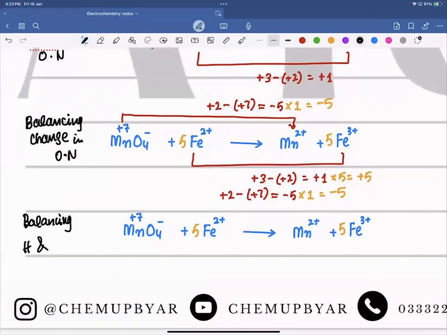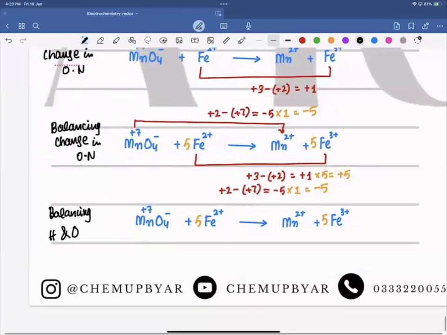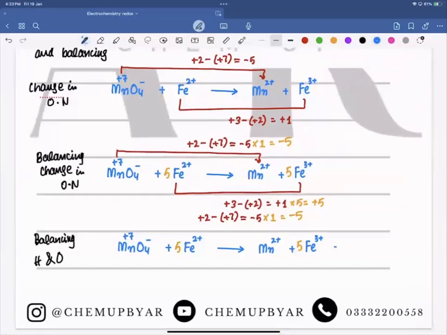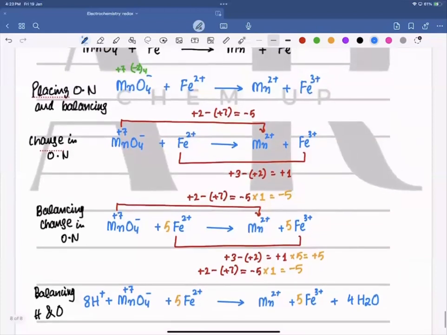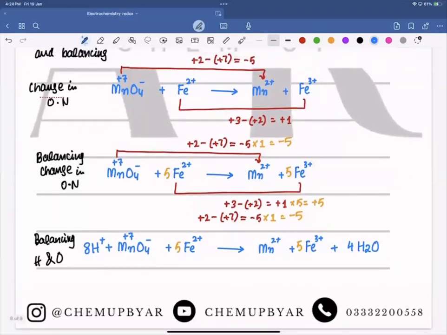And here, balancing hydrogen and oxygen. To balance the oxygen, we have to put water on the side where there is less oxygen. On the left side there are 4 oxygen, and on the right side there is no oxygen. So I'm going to put 4H2O. After this, I put hydrogens where there are fewer hydrogens, exactly the opposite side of water. So we got 8 hydrogens, so I'm going to put 8 H+ over here. Is this understandable? Yes, sir.